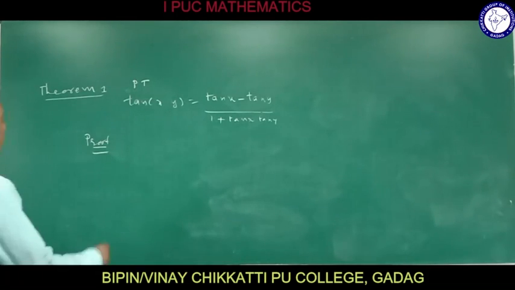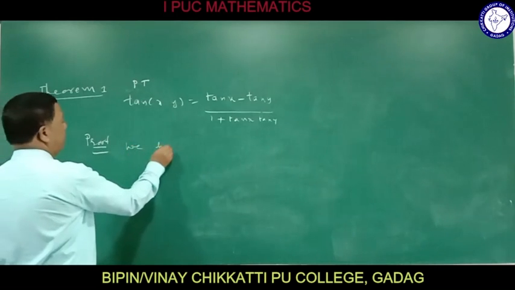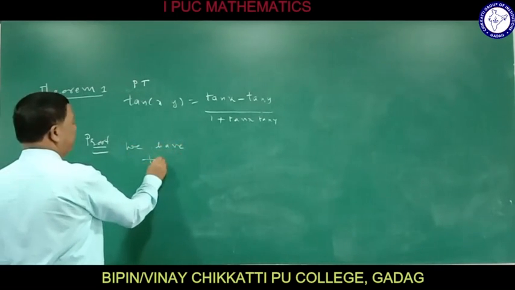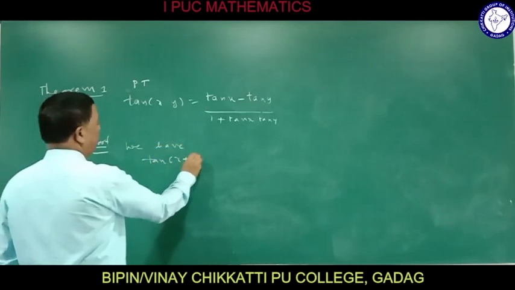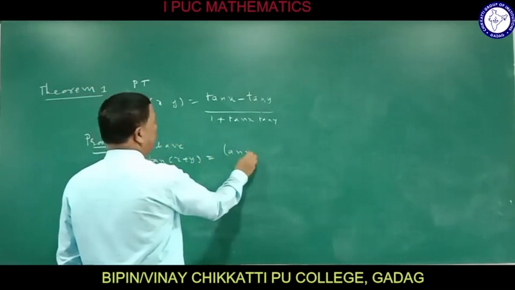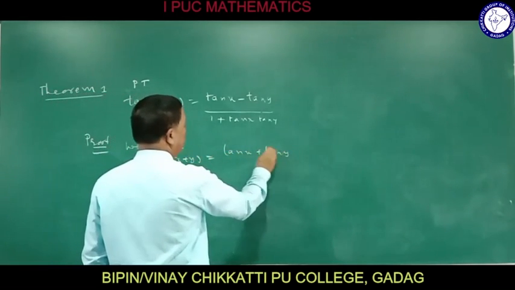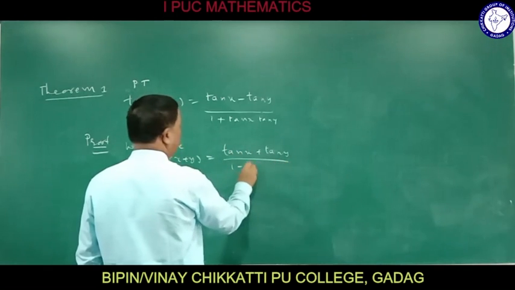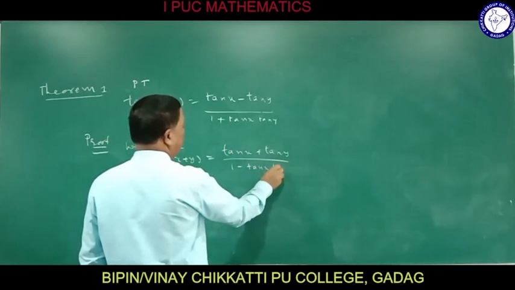And we already have tan of x plus y already proved: tan x plus tan y divided by 1 minus tan x tan y. This is a formula.